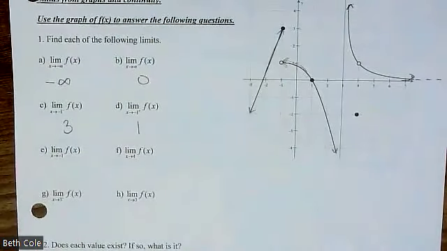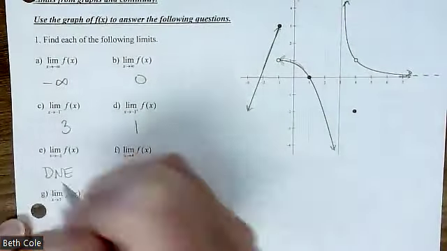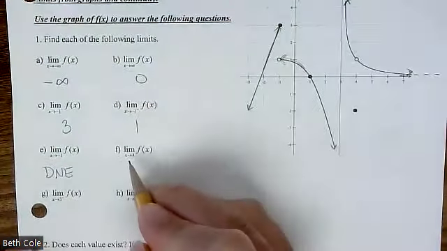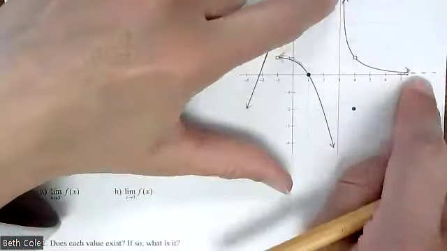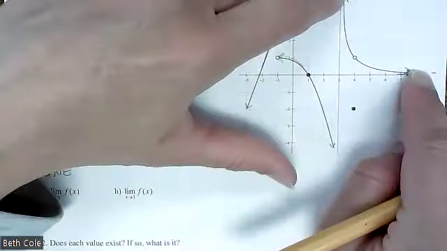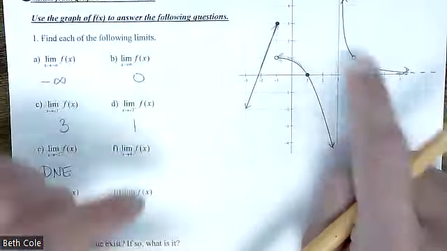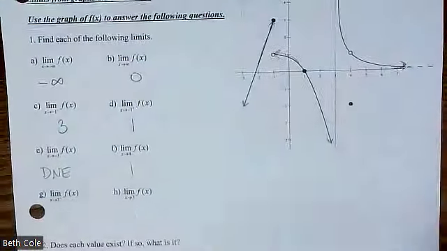If the two sides don't come together, if one's up here and one's down here, good, does not exist. Perfect. All right, how about 4? Do both sides come to the same place at 4? Yes, it doesn't matter that there's a hole. Both sides are headed towards 1. So that is our answer.